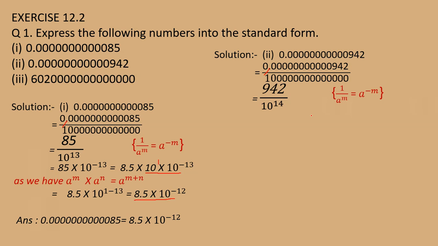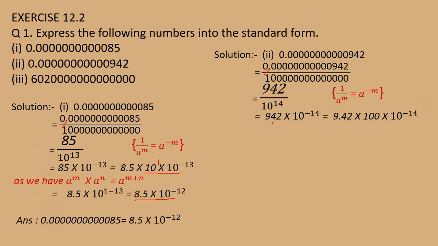Again, by the laws of exponent, a raised to the power minus m becomes 1 upon a raised to the power m. So this 1 upon 10 raised to the power 14 we can write as 10 raised to the power minus 14. It becomes the numerator when multiplied, written as 10 raised to the power minus 14. Now this 942 we have to express in standard form. Standard form says this number, which is multiplied by 10 to some power, should lie between 1 and 10.